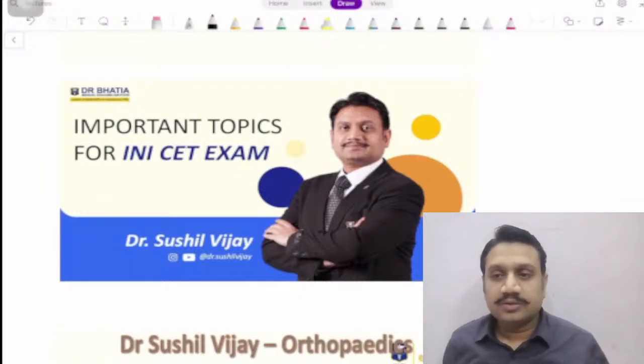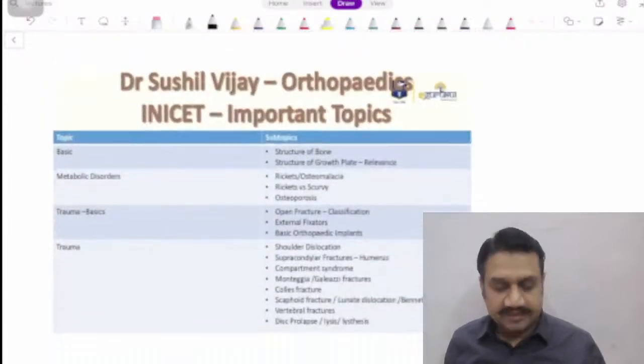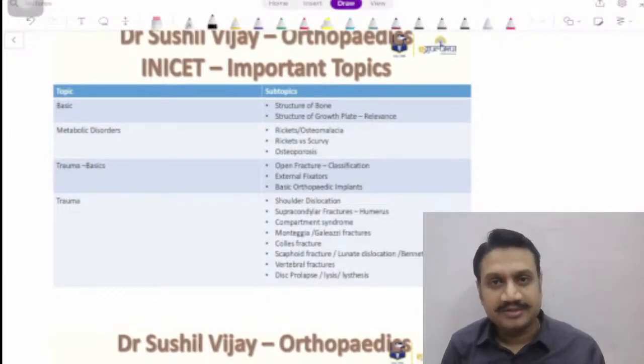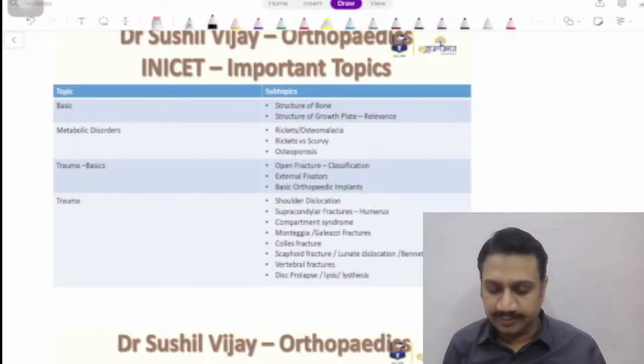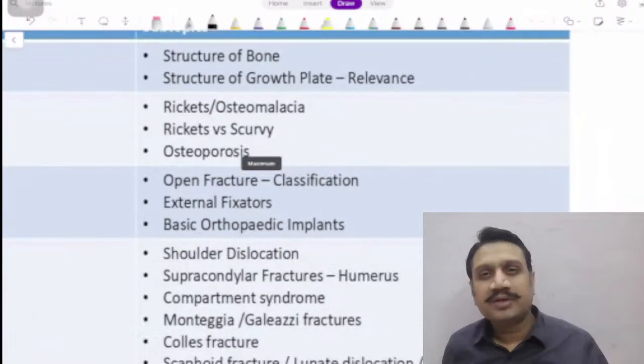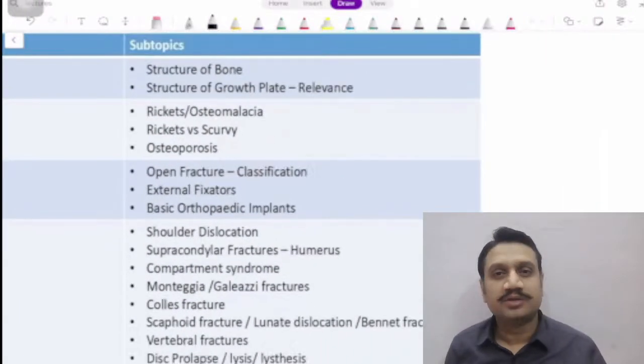All right, guys. So in front of you, I'm just opening up this table here. These are some of the topics which are frequently asked in your INICET examination, right? The reason why they are asked so often is very simple: these are the most common patients that we see in our orthopedics OPD, or maybe the orthopedic emergency or the wards here.